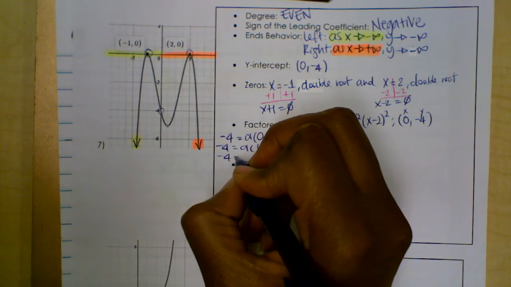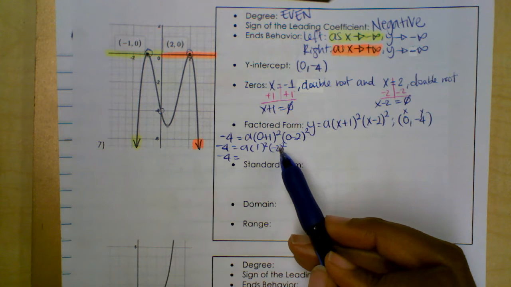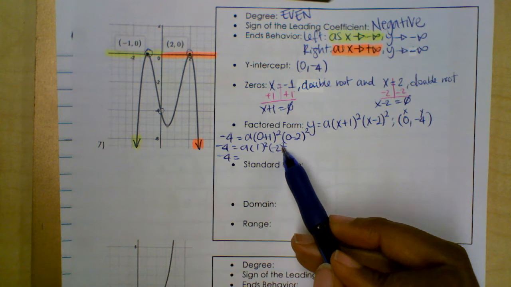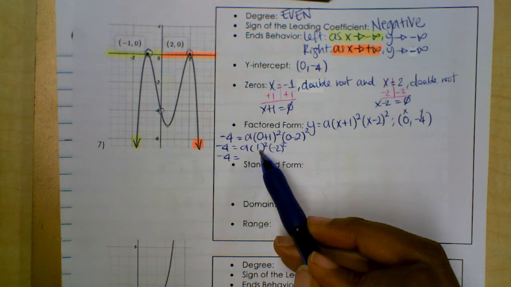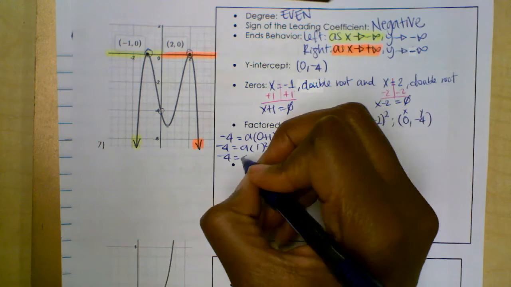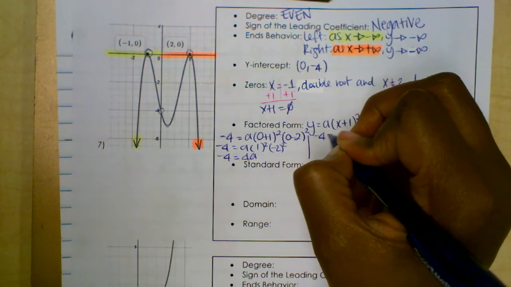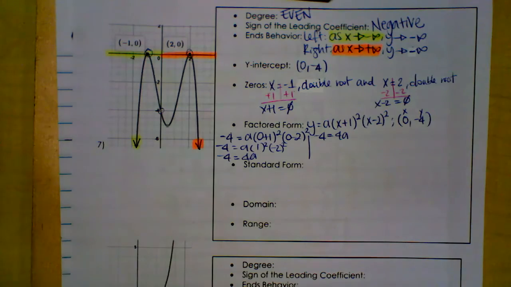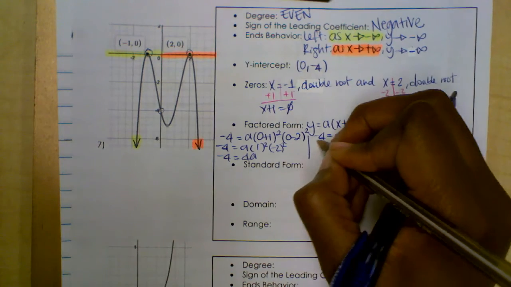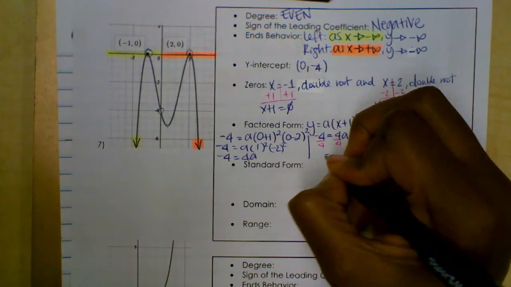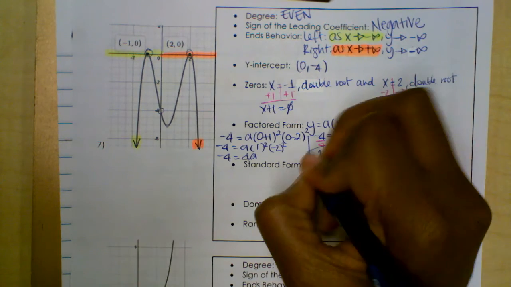So let's do some mental math here. -2 squared means -2 times -2, which is +4, times 1 is 4, times a is going to be 4a. And the goal here is to solve for a. You have -4 equals 4a. To solve for a here, what would you do? You divide by 4 on both sides, and you end up with -1 equals a.